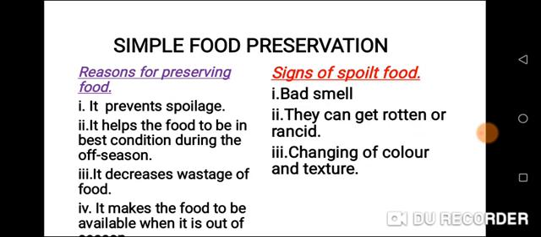Signs of spoiled food. 1. Bad smell. Once you perceive the odor that is not favorable, that means the food is no longer good. 2. They can get rotten or rancid. 3. Changing of color and texture. These are the signs of spoiled food.